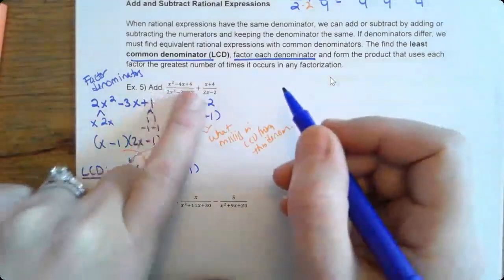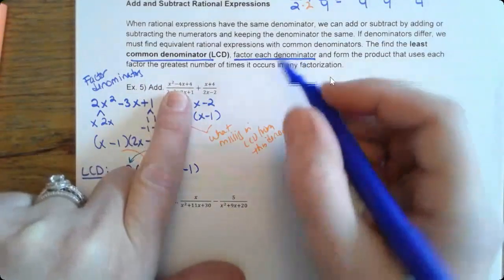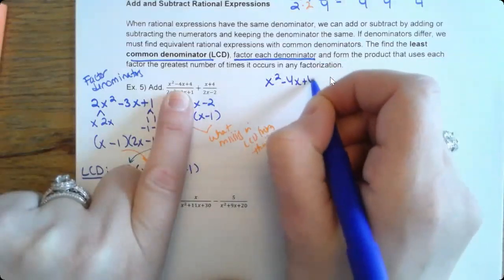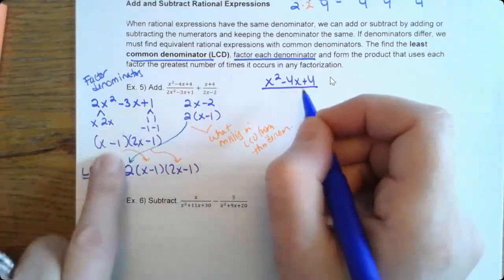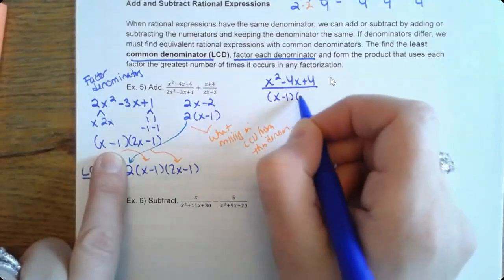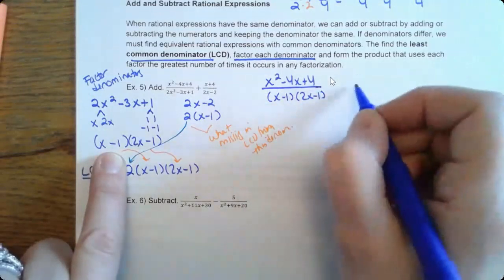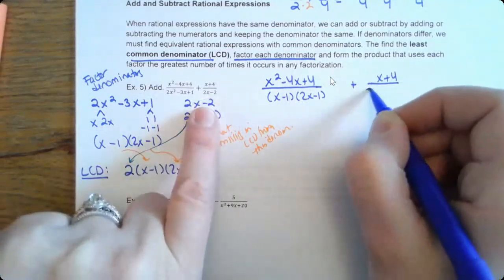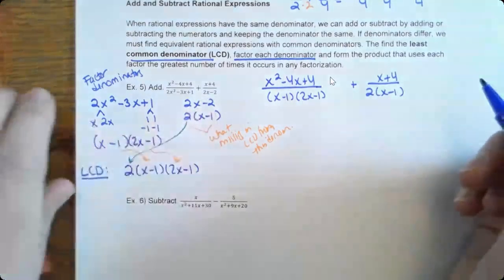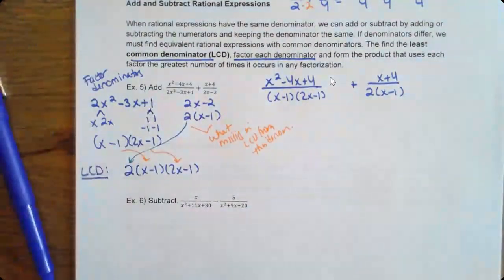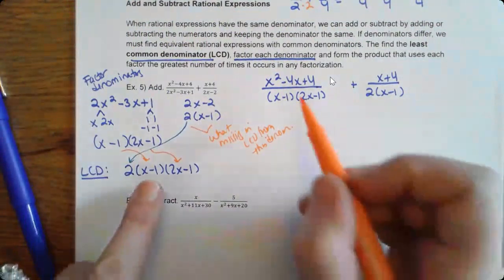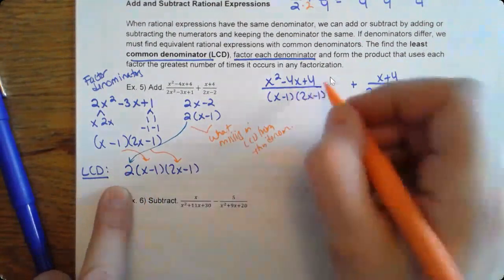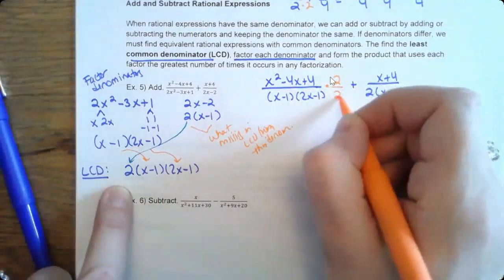So what we're going to do now is we're going to just take our original problem. I'm going to take the x squared minus 4x plus 4. And then I'm going to write the denominator, but in the factored form. I'm going to leave some space. I'm going to do the same thing for the second one, but just writing the denominator in the factored form. And then I'm going to multiply by what's missing from the LCD. So if I look at the first one and I compare it to the LCD, the 2 is missing. So I'm going to multiply it by 2 on top and bottom.